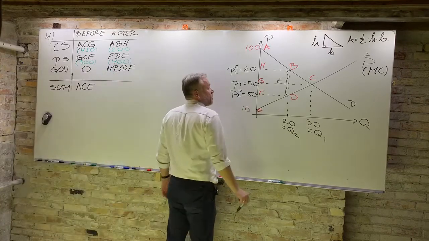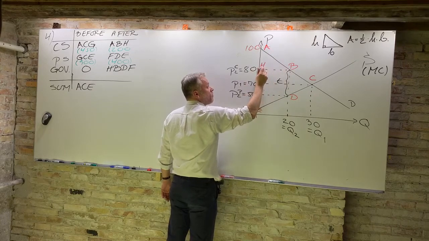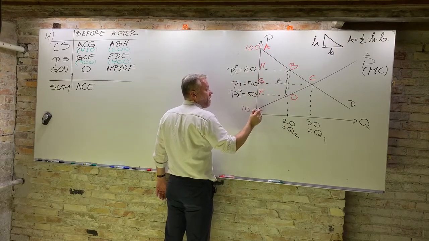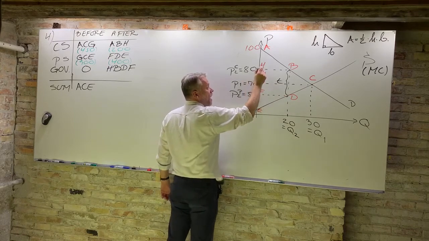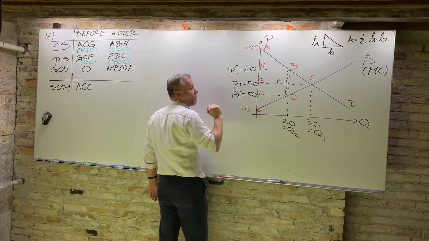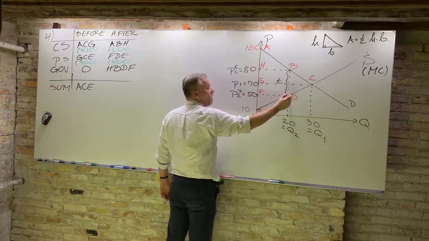After the introduction of the tax, consumers have got a consumer surplus equal to ABH, producers have got a producer surplus equal to FDE, and government has revenue HBDF. And if we add those areas together, we get something which corresponds to ABDE.